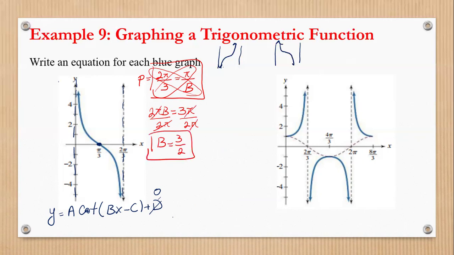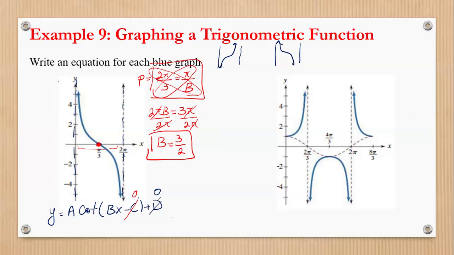Now we want to find A or C. C is the phase shift. Phase shift means how much the whole graph is going to the right or to the left. And we know that the midpoint between the two asymptotes always touches the x-axis, which is our x-intercept. Right now, between 0 and 2 pi over 3, the halfway is exactly pi over 3. And you see that the graph is touching the x-axis at exactly pi over 3, which means there is no phase shift. So C is also 0.